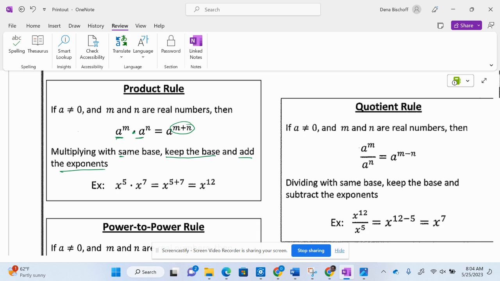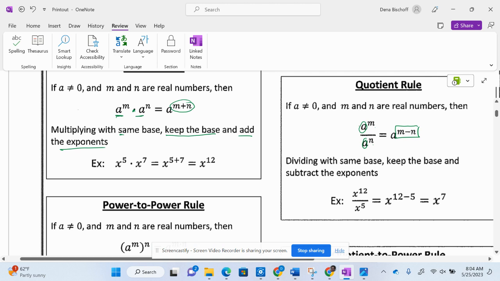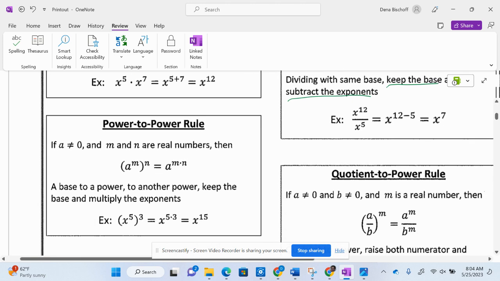That's it. Quotient rule. Quotient means divide. So if you're dividing two real numbers, and the base is the same, what do you do with the exponents? You subtract them. So it says dividing with the same base, you keep the base and subtract the exponents. Then we had a power to a power rule.